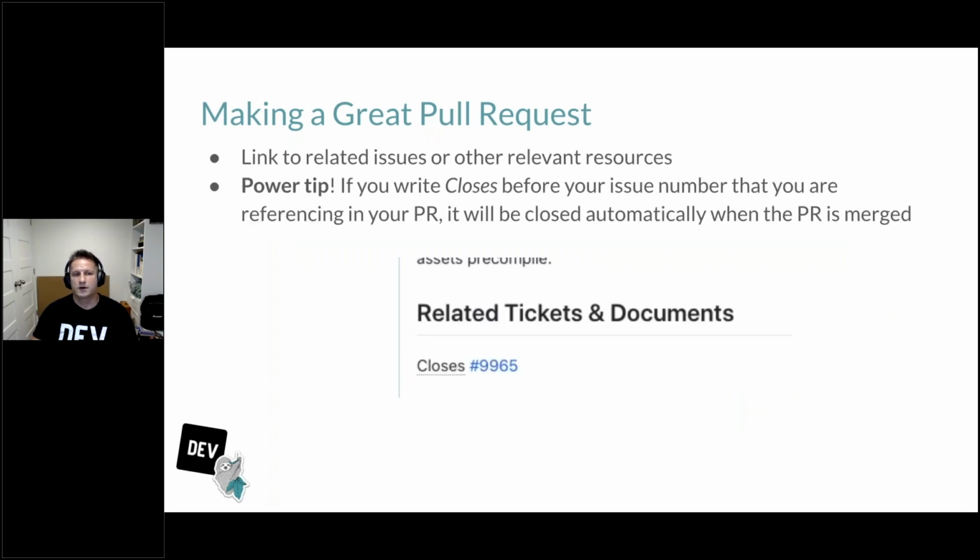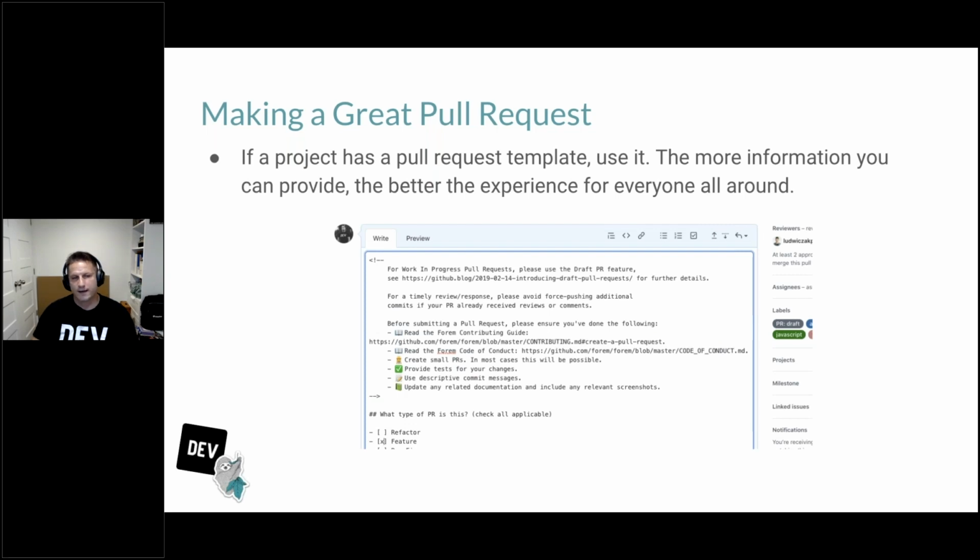Link to related issues or other relevant resources. Power tip. I never say that, but I wanted to say that. If you write closes before your issue number that you are referencing in your PR, it will be closed automatically when the PR is merged. If a project has a pull request template, use it. For example, in the Forem code base, in part of our pull request template, we ask what type of pull request it is. Is it a refactor, a feature, a bug fix, an optimization, or documentation update?